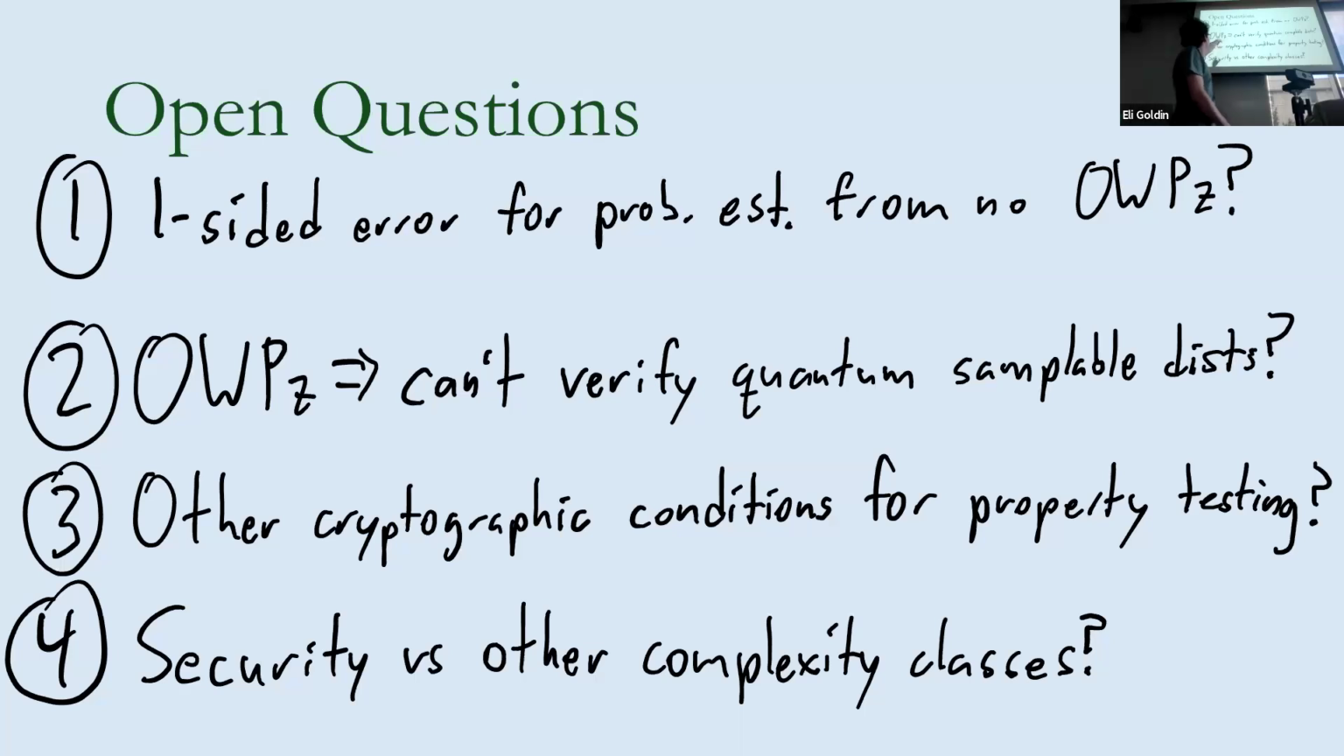The second question is, can we get this converse in the quantum settings? Can we say that if we have these quantum cryptographic primitives, then there's a distribution that's hard to verify? I have some ideas, but it's also a little bit challenging. Third question is, can we come up with other cryptographic conditions for other property testing problems besides identity testing?